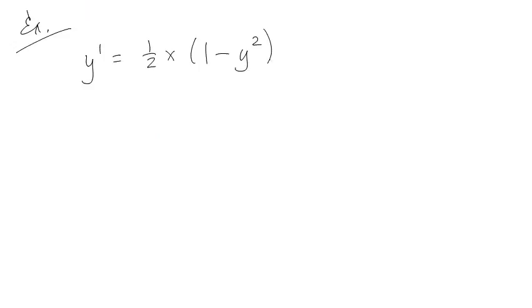Alright, so pause the video, see how far you can get on this. If you need a hint, you're going to need partial fractions. Okay, hoping you paused the video. 1 minus y squared dy is equal to 1/2 x. Maybe you solved it without partial fractions.